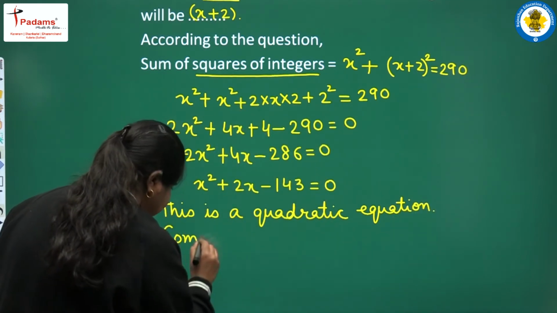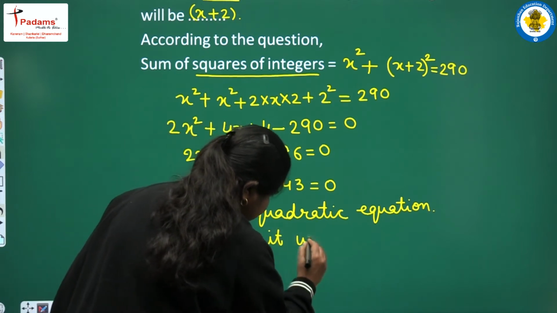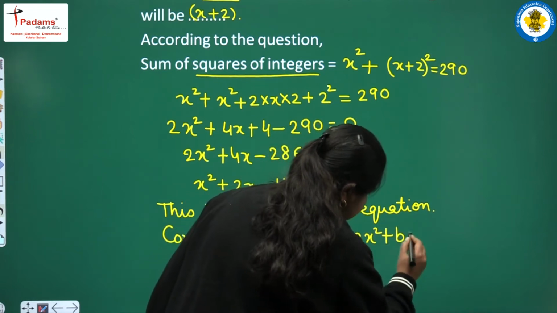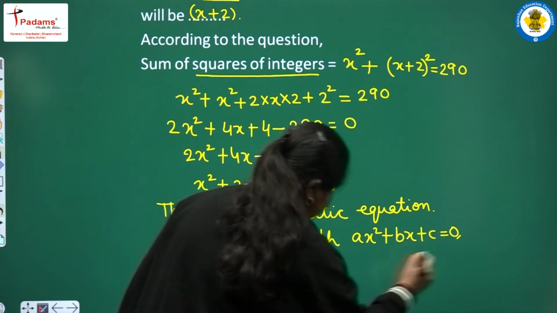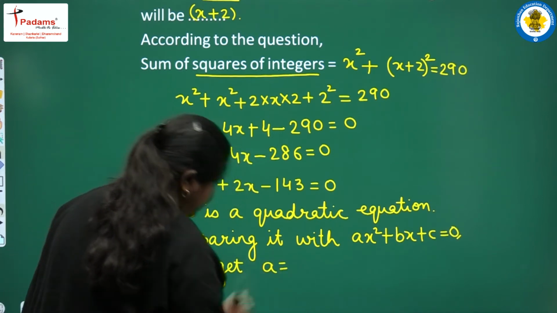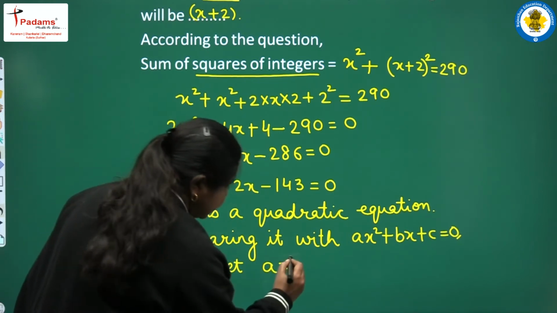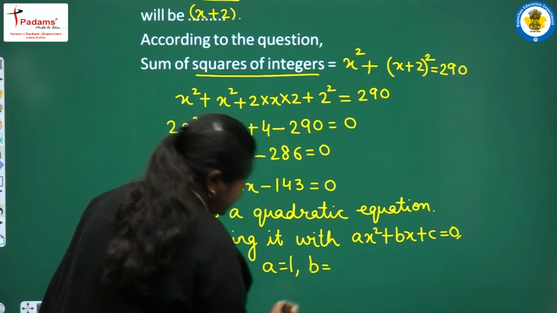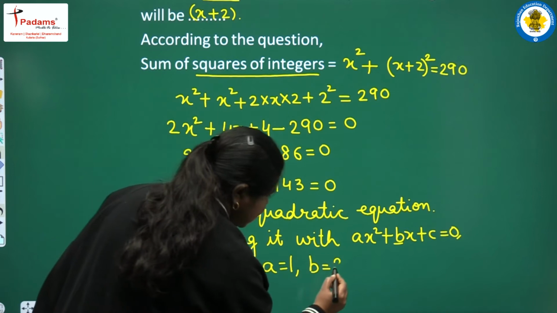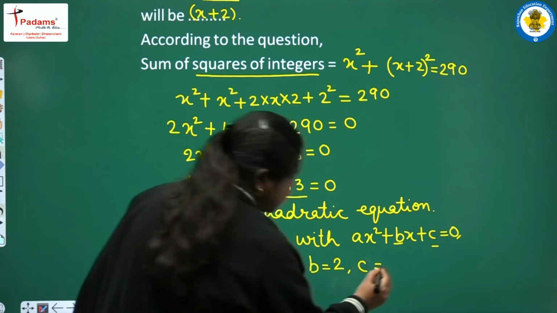Comparing it with the general form of a quadratic equation, that is ax square plus bx plus c equal to 0, we get the values of a, b and c as follows. A is the coefficient of x square, which is here 1, so we take a as 1. B is the coefficient of x, and it is here 2, so b is 2. C is the constant term, and here it is minus 143.